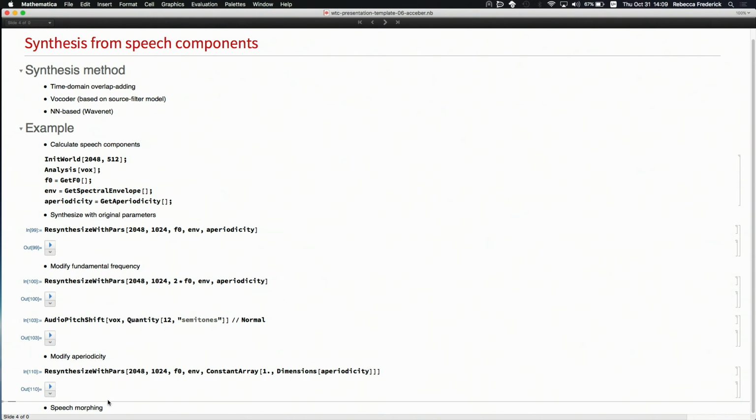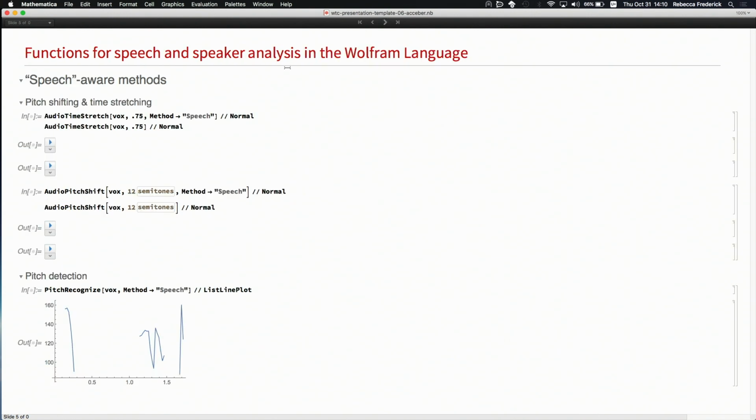So here I'm pitch shifting by an octave. Audio pitch shift takes a more naive approach and just scales the frequency. So you kind of get a chipmunk effect. This occurs because the spectral envelope and therefore the formants also get shifted when you just scale the frequency. And the vocoder method avoids that by keeping the spectral envelope constant while only modifying the fundamental frequency.